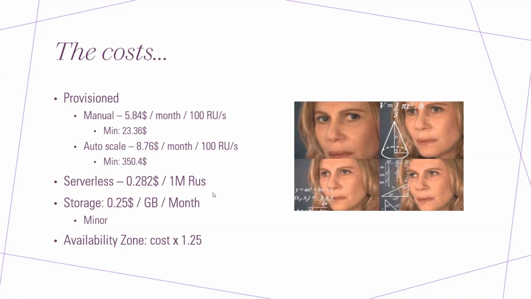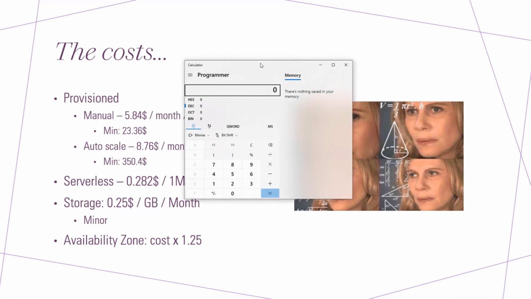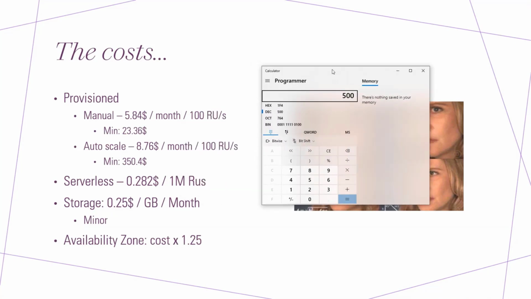But let's talk about what this means. Let's say that my load is 500 RUs per second. That means 500 RUs per second, let's say, for 12 hours a day, times 30. So that's perfect. You can see that it's basically going to cost me almost nothing.